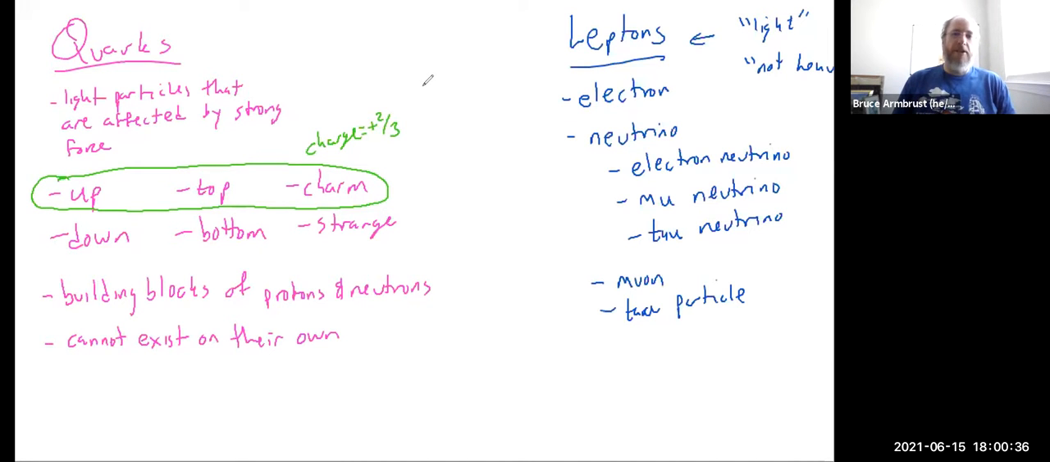So proton has a charge of +1, electron has a charge of -1. Well, these have a charge of 2/3. The others, the down, bottom, and strange, they all have a charge of -1/3.